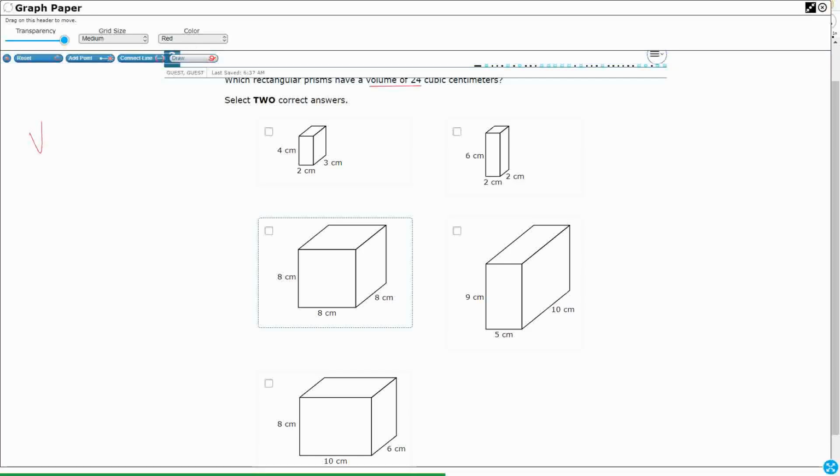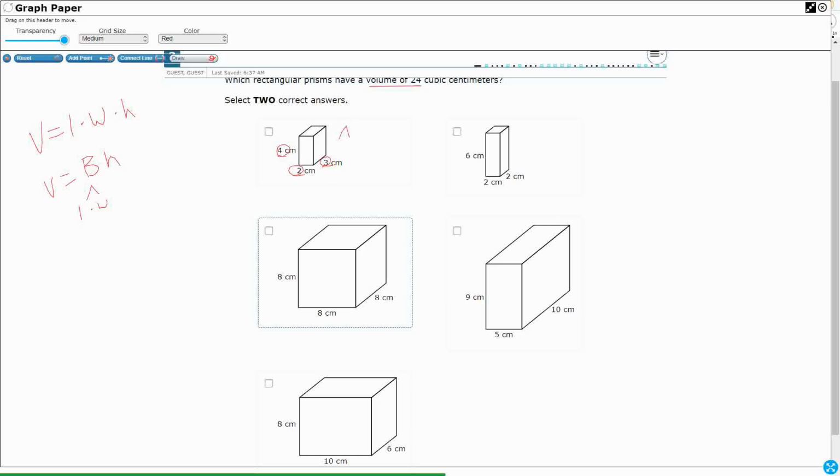So volume equals length times width times height, or base times height. But this base is the area of the base, which is length times width. So it ends up being the same thing. You'll use that big B base for later formulas in different grades when you're doing things other than rectangular prisms, like cylinders.